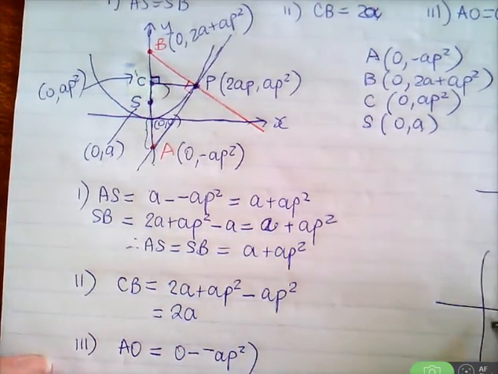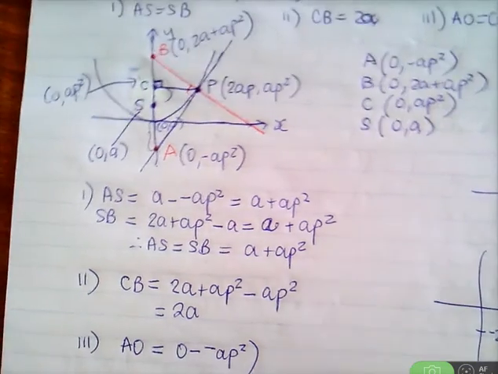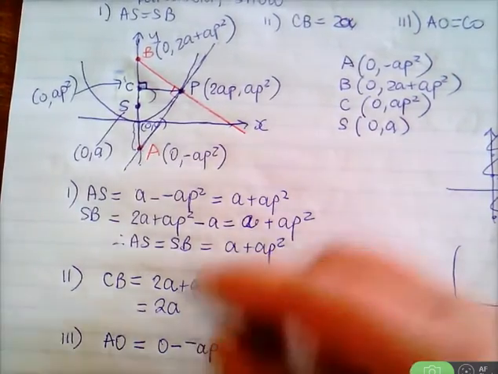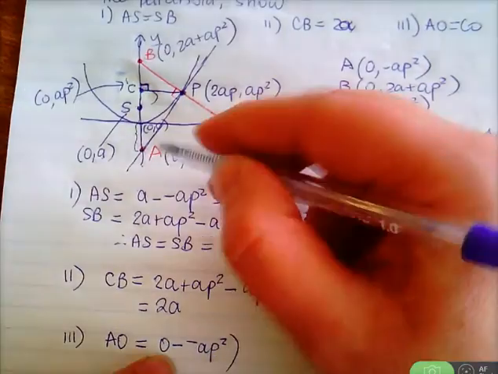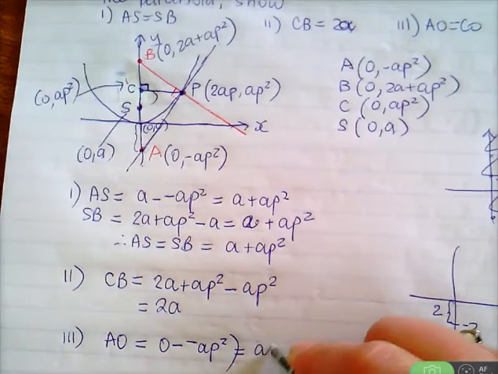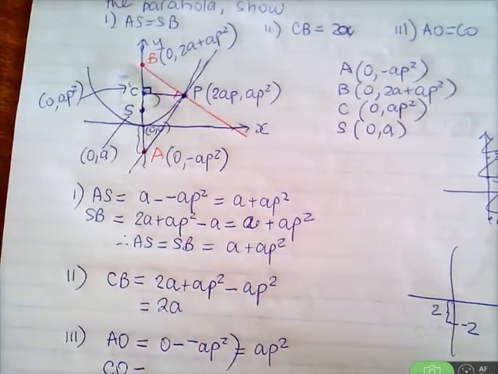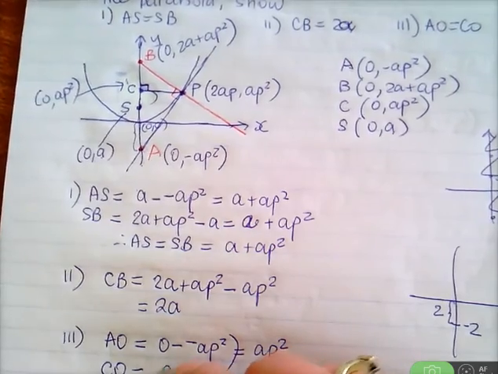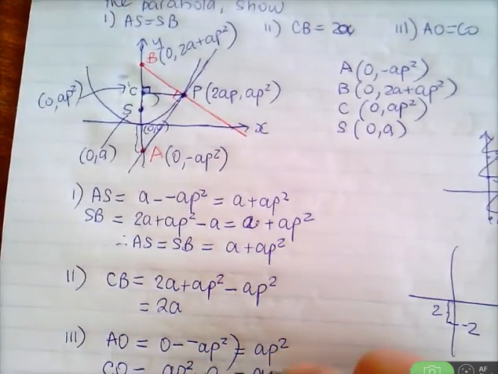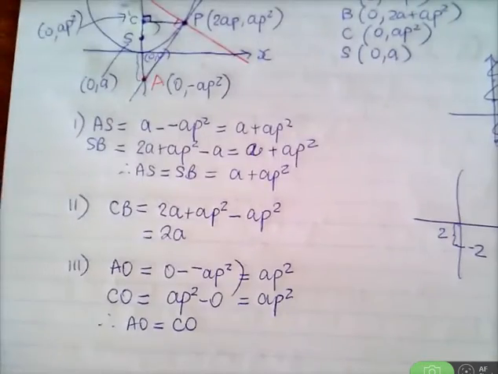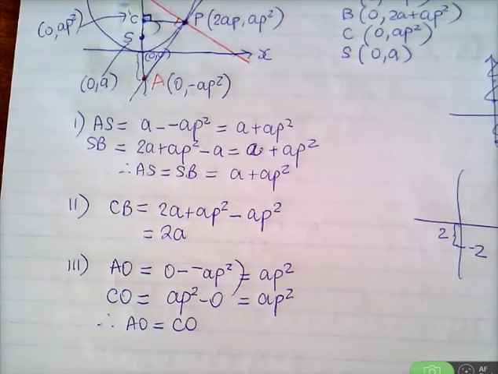Girls, it's like this. Watch. If this is the point -2 here, what's this distance? How many units? 2 units. So this is the point negative AP squared. So the distance is 0 minus negative AP squared, which is AP squared. And C's y value minus the origin's y value is AP squared minus 0, which is AP squared. So we're done. Therefore, AO equals CO. So, girls, no distance formula involved at all.